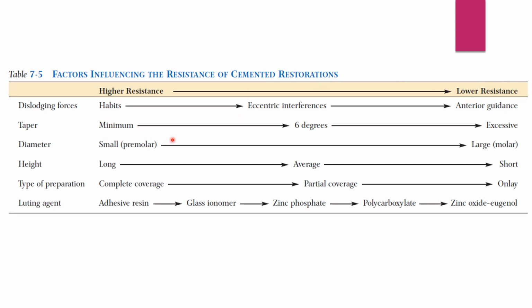Taper minimum, moderate, and excessive. Diameter, premolar and molar, right? So the lower resistance is here, guys. Okay. Height, long, average, and short, right? So that's how we are going about.